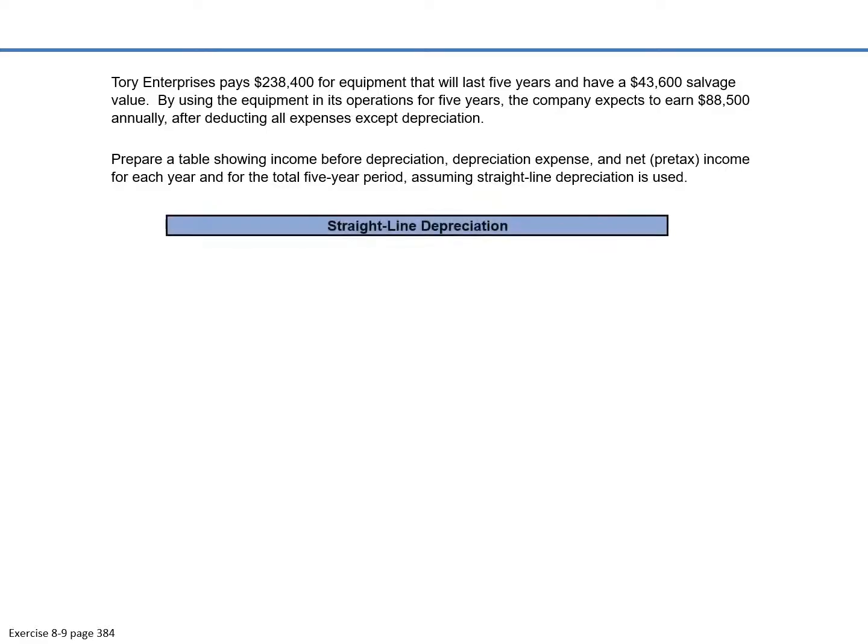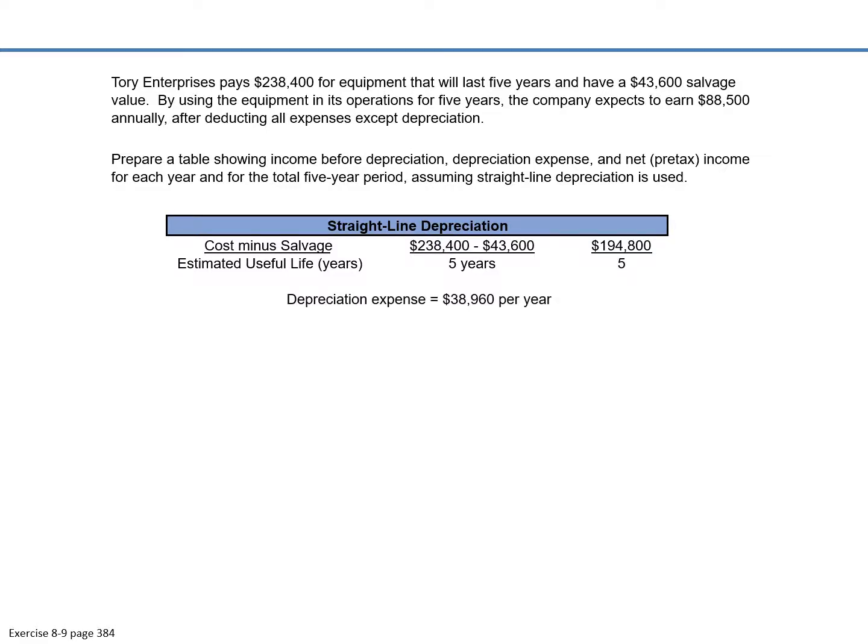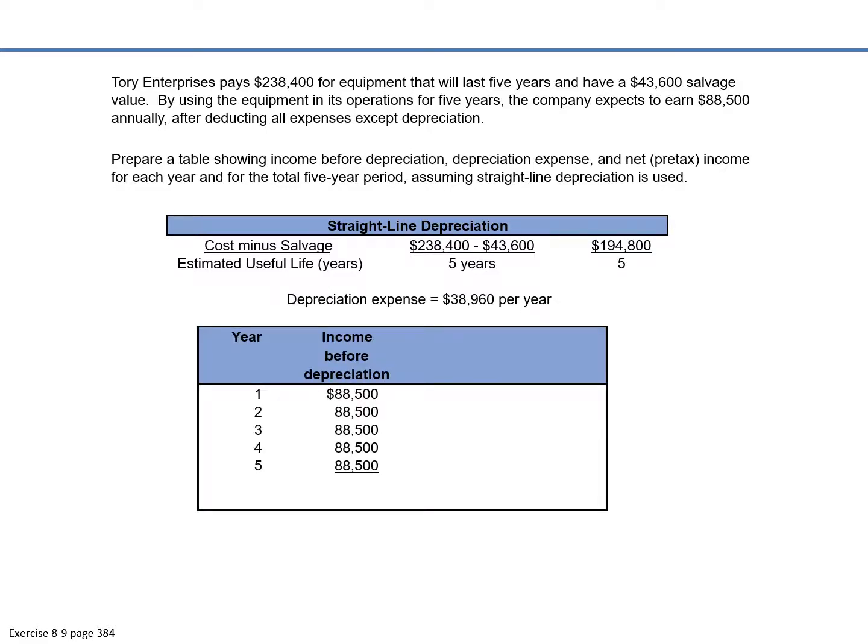So here we go. Let's figure out what our depreciation is. We've got $238,400 of cost less a $43,600 salvage value divided by 5 years. So $238,400 minus $43,600 is a net of $194,800 divided by 5 years. So we have $38,960 per year.